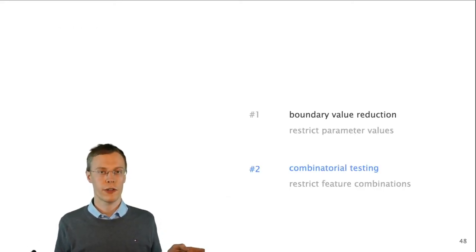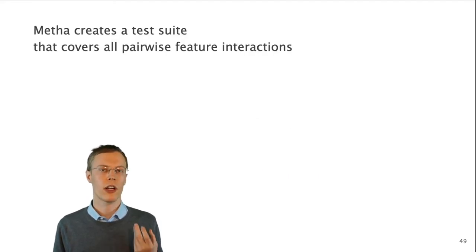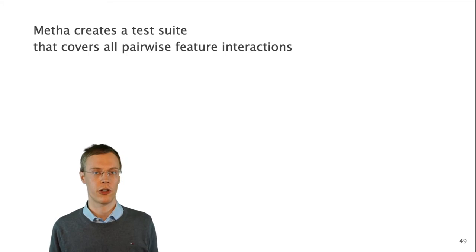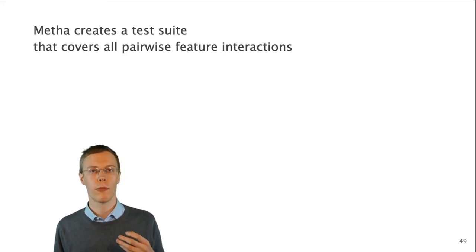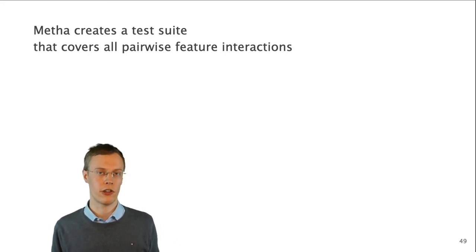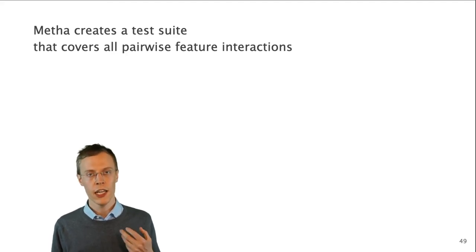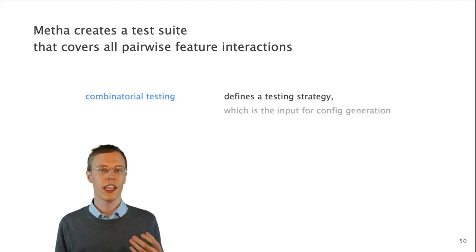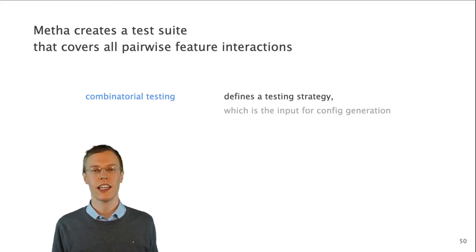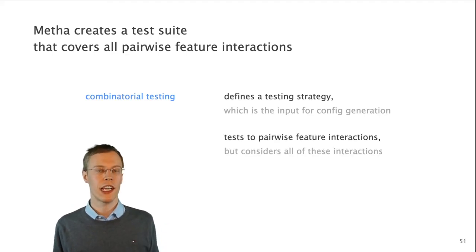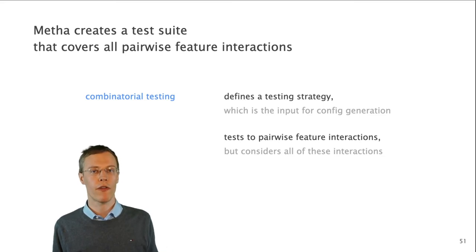So now we first restricted the number of options per parameter, and we continue by restricting the combinations of features that we consider. Here we rely on an observation from the software engineering literature, which shows that bugs are mostly caused by a few interacting features, like one or two. So with combinatorial testing, we can define a testing strategy, so basically just a long list of tests that activates different features.